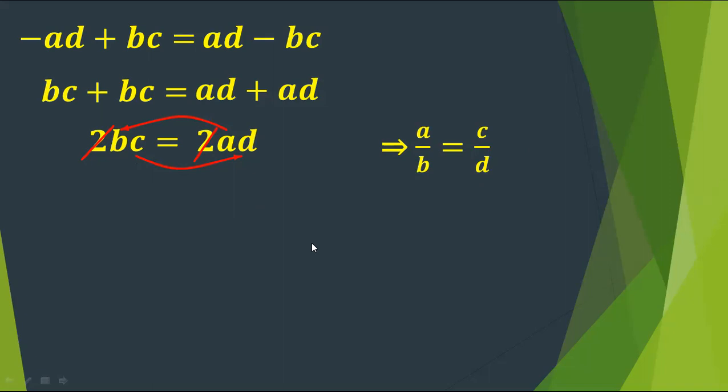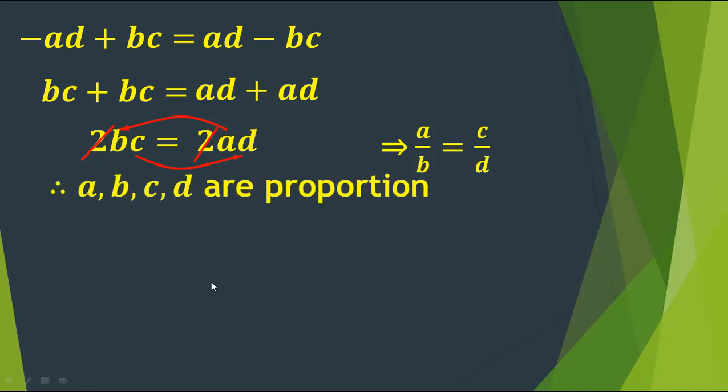It's so easy. Binomial times binomial, and then cancel the like terms from the right-hand side and left-hand side, and put the like terms on the same side. Then we find A over B equals C over D. Then A, B, C, and D are in proportion.